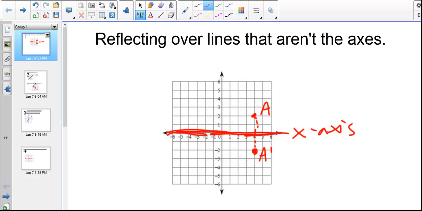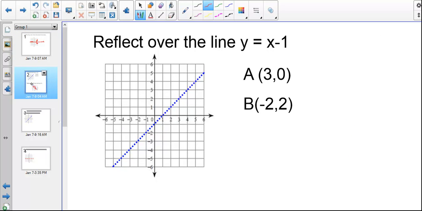But if I go on to a slightly more complicated one, like the line y equals x minus 1, it's a little less clear. So let's say, for instance, here we have point A at (3, 0), and I have another point B at (-2, 2). I want to make sure I'm clear about what's happening here. It all goes back to traveling in a perpendicular direction.